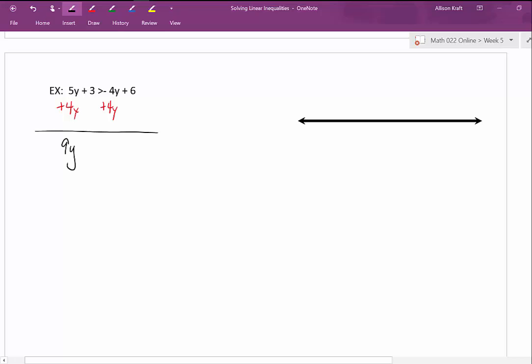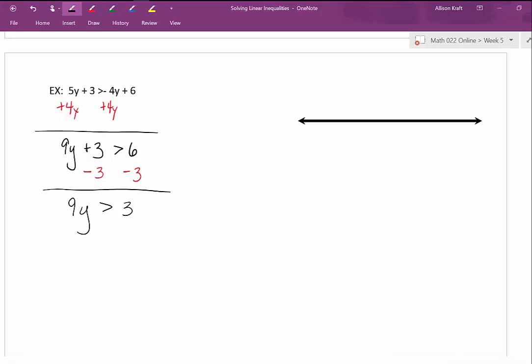That gives me 9y plus 3 is strictly greater than 6. Now that all of my y's are collected on the left, that means that my constant terms have to move to the right. I'm going to subtract 3 from both sides. So 9y is strictly greater than 3. The last thing I need to do is divide by my coefficient.